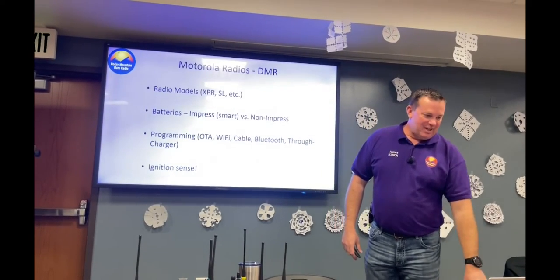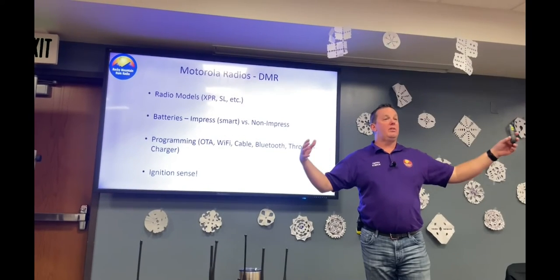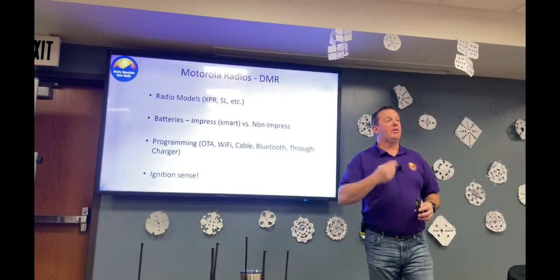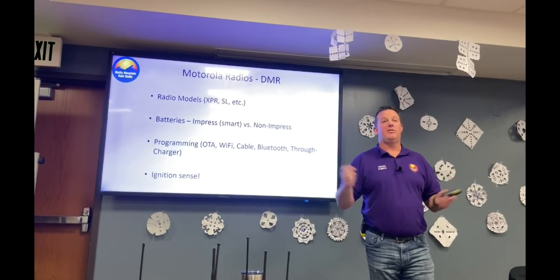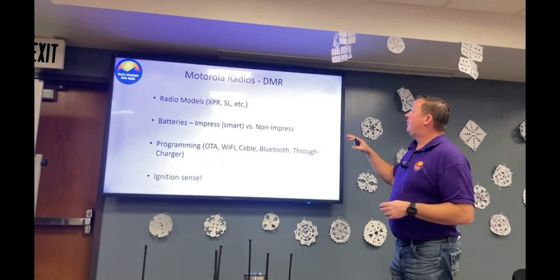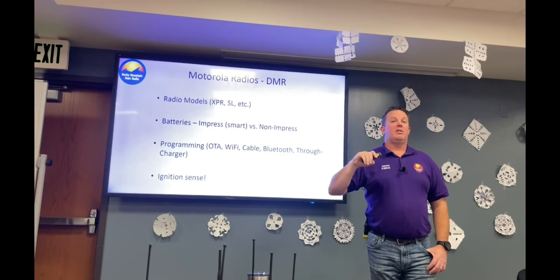All right, so I'm going to talk about the Motorola side and let Mark do the Kenwood side. DMR is the most prevalent digital mode in the Front Range. It's also the mode that the entire Rocky Mountain ham and the Wyoming networks are built on. So we're going to talk about a little bit of other things, but we're going to focus mostly on DMR stuff. The XPR line is the DMR line that's most prevalent.